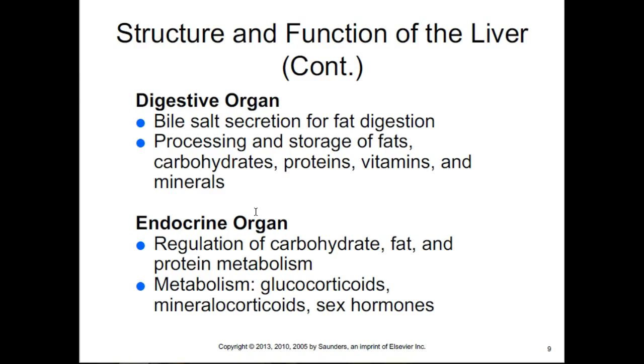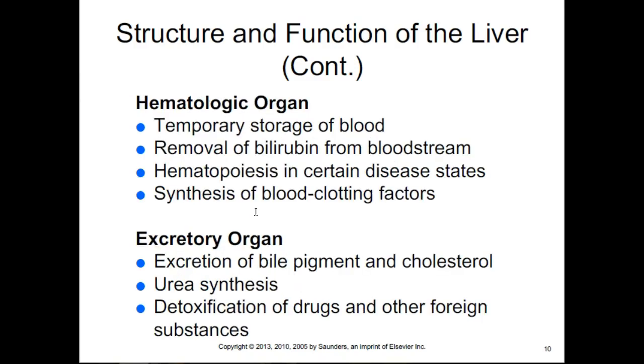So it regulates a lot of the function of these. For example, it makes angiotensinogen, right? And it makes a bunch of other endocrine hormones. And as a hematologic organ, it has a temporary storage of blood because there's a significant amount of blood that goes through the liver, right?